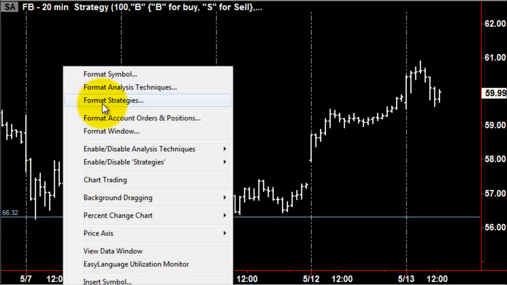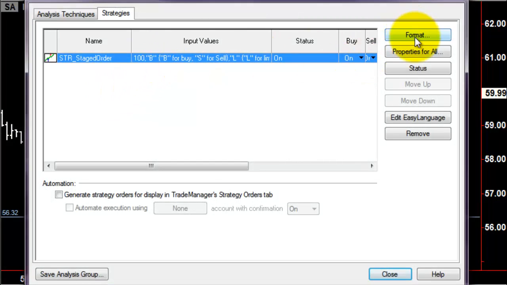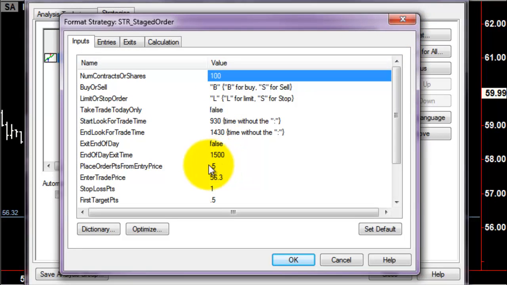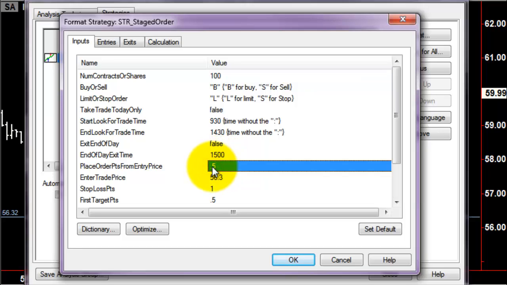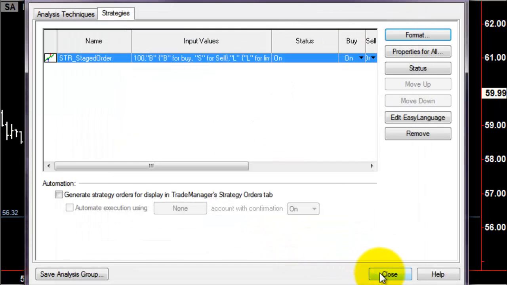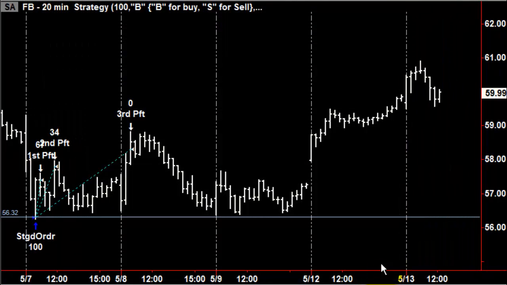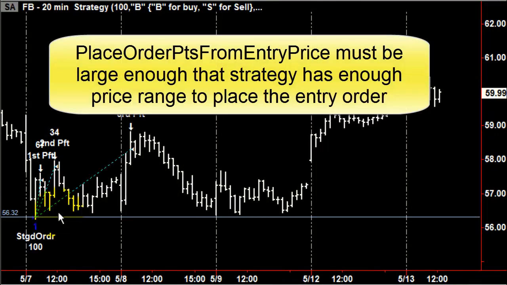However, watch this. Format Strategies, Format, and we're going to change this now to place it when we get to within 1.5. We'll place it when it's a little farther away from the entry price, and now we get exactly the same trade. It gets in, takes first, second, and third profit. So the moral of this story is you want to have your entry order placed far enough away that the strategy will have time to place your order for you.